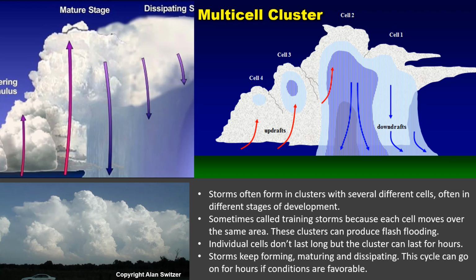Another thunderstorm type is the multi-cell cluster. Storms often form in clusters with several different cells, often in different stages of development. Sometimes called training storms because each cell moves over the same area. These clusters can produce flash flooding. Individual cells don't last long, but the cluster can last for hours. Storms keep forming, maturing, and dissipating. This cycle can go on for hours if conditions are favorable.